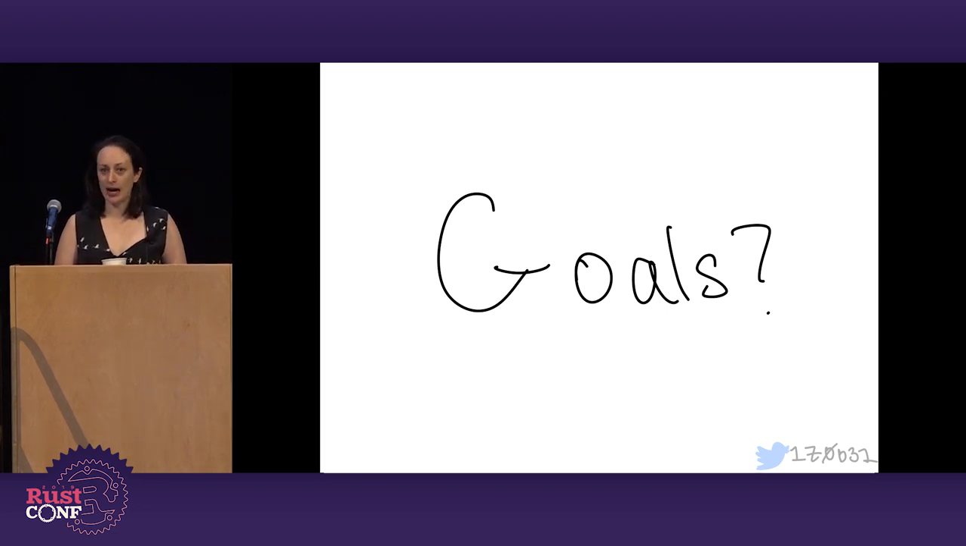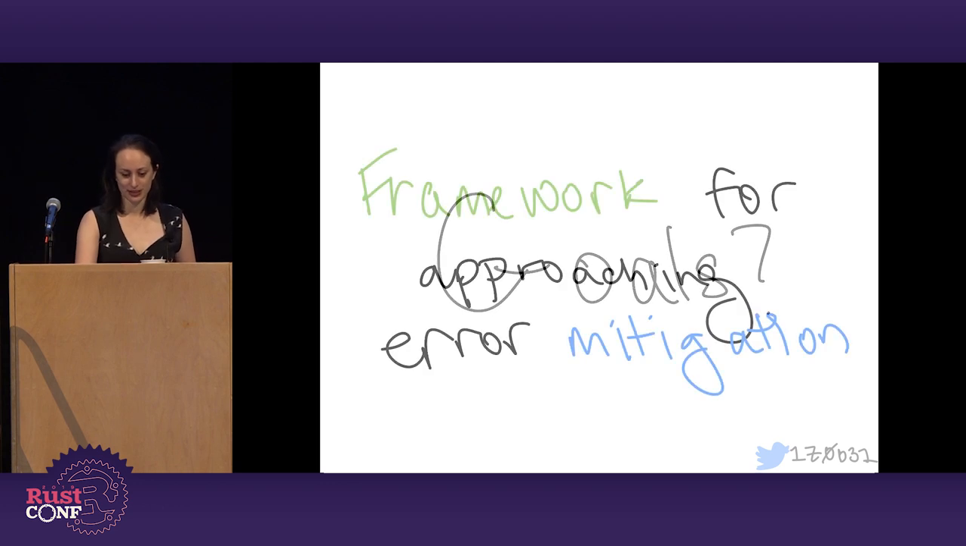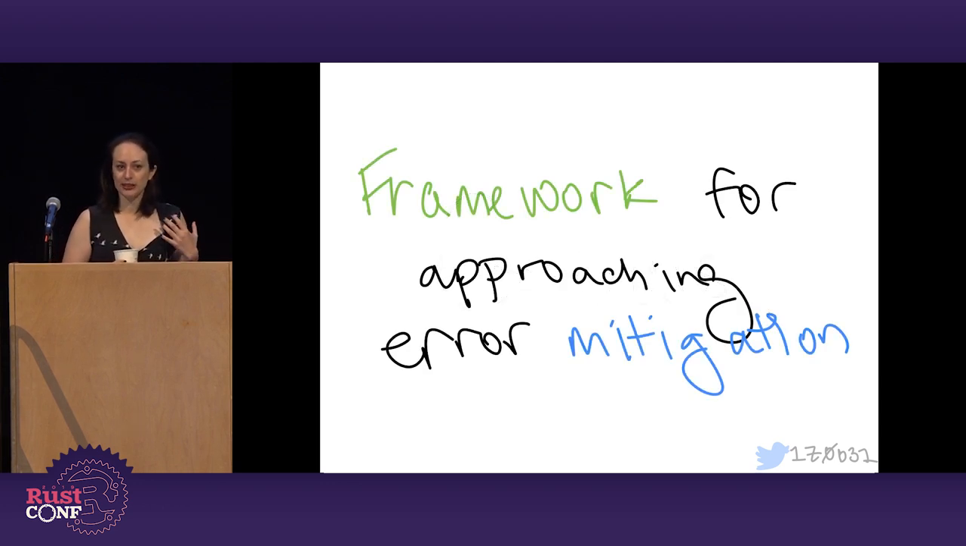So what are the goals of this talk? What do I hope that you can take away from it? Basically, the hope is that you'll be able to use this as a framework for approaching error mitigation. So in other words, how to not necessarily solve individual bugs, but instead how to prevent whole categories of bugs. Ideally, how to actually use Rust and therefore leverage the compiler directly, but also how, when you're not using Rust, to essentially think the same way that the compiler does and therefore kind of conventionalize some of the things that Rust does for you.